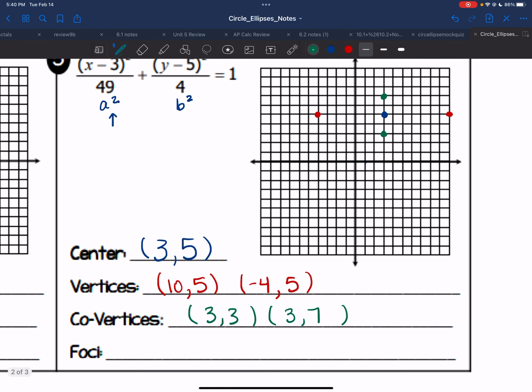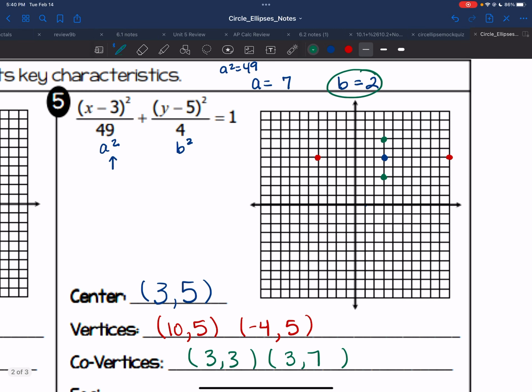And then the last part is to find our focus, but I'm going to go ahead and connect this. It's a little bit difficult to draw an ellipse, but we are going to connect essentially all of our vertices. Sometimes it looks more like a disc than an ellipse, but we're going to do our best here. So that's what it looks like.